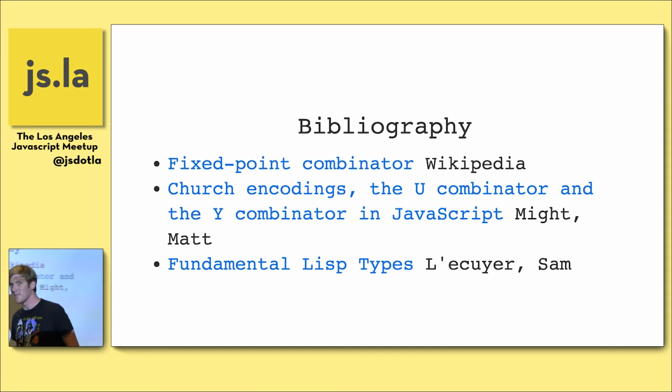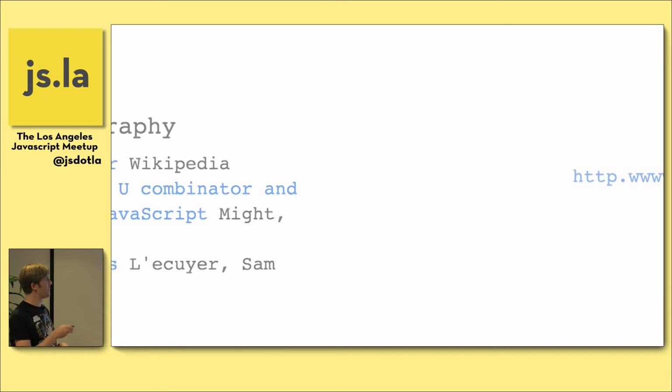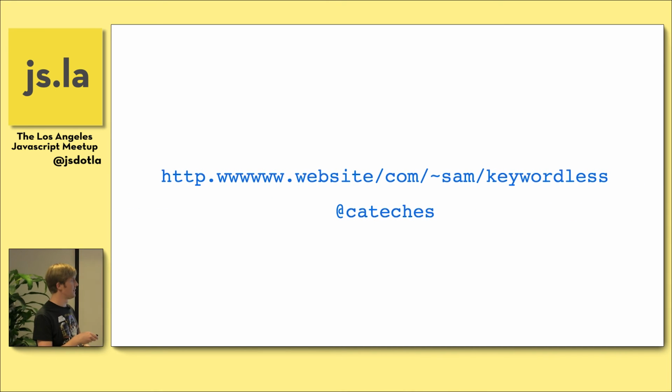There's some further reading on this. The fixed point combinator you can look up on Wikipedia. Matt Might wrote a really, really good blog post that I used a lot of his code from, but upgraded to ES6. I wrote a little blog post about this. And then you can find all the slides here and follow me on Twitter.